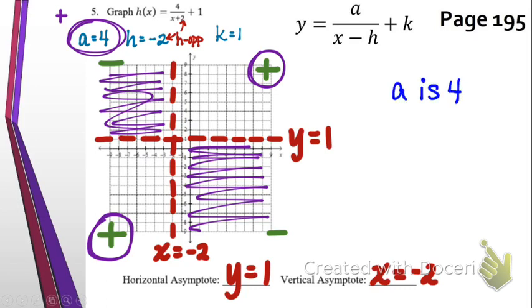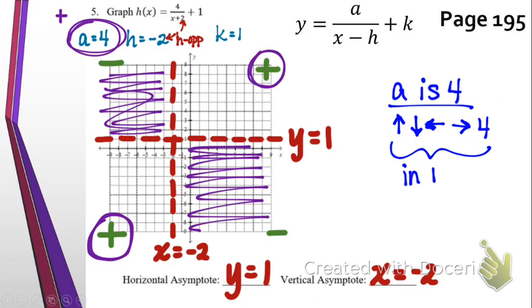And then A is 4, so we're going to go up, down, left, and right 4, and then on all of those we'll go in 1. 1, 2, 3, 4, in 1. 1, 2, 3, 4, in 1. There's one of my quads. 1, 2, 3, 4, and in 1. 1, 2, 3, 4, and in 1. Always hop in 1. Always count starting where the asymptotes cross, and we go all 4 directions.